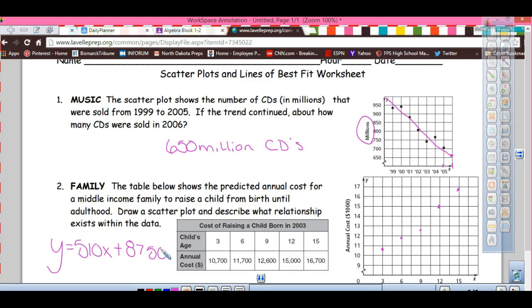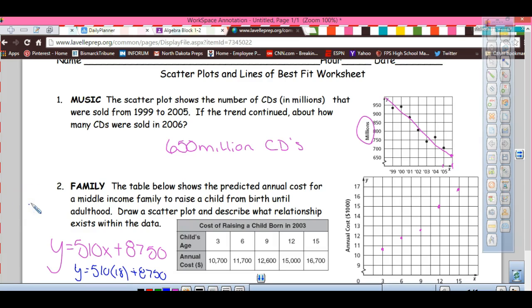Sweet, huh? Okay, let's say we wanted to predict, what is this even for? Cost of a kid from birth until, okay, so let's say we want to figure out how much it's going to cost for an 18-year-old. Okay, what would we do? We would put 18 in for x, so we would take y equals 510 times 18. Do this! Hit enter. Plus 8750.